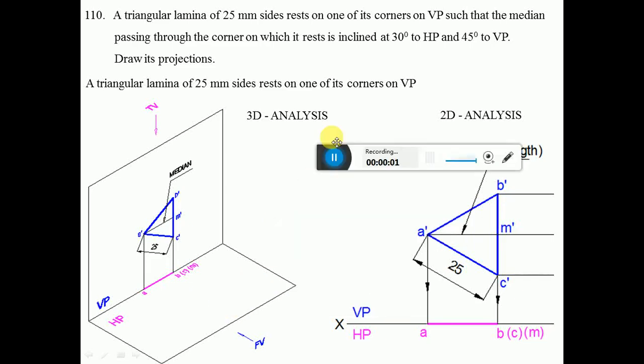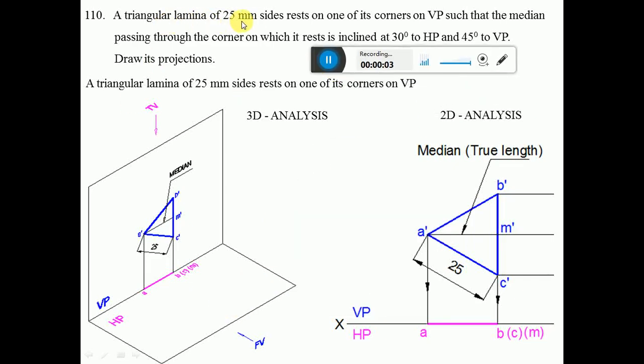Now, a triangular lamina of 25 mm side rests on one of its corners on VP such that the median passing through the corner on which it rests is inclined at 30 degrees to HP and 45 degrees to VP. Draw its projections. So now, first we need to analyze whether we have to start the problem from the vertical plane or on the horizontal plane.